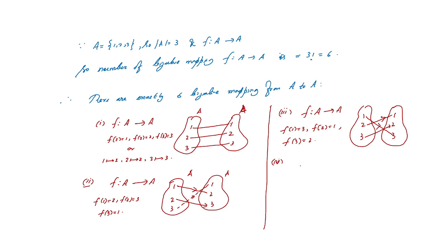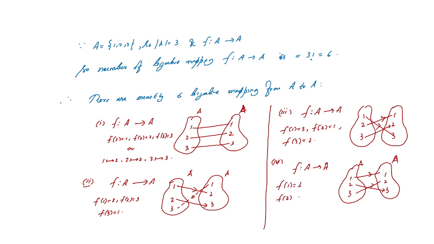Now the fourth bijective map, again from A to A. This is your A, this is your A. 1, 2, 3 and 1, 2, 3. So 1 goes to 1, and just 2 and 3 alternate. So f of 1 is 1, but f of 2 is 3, and f of 3 is 2. So this is the fourth bijective mapping.